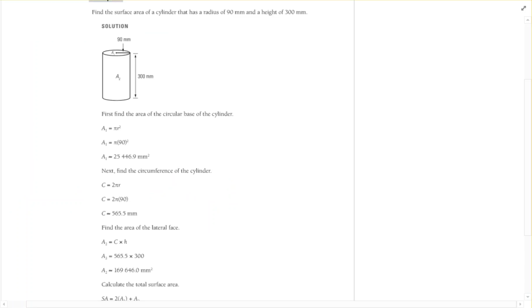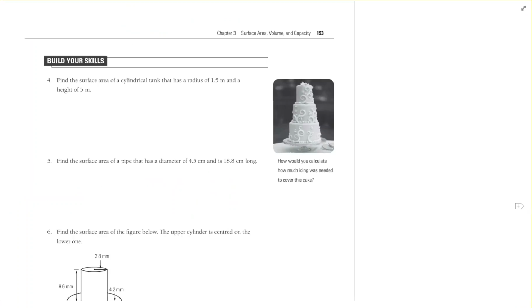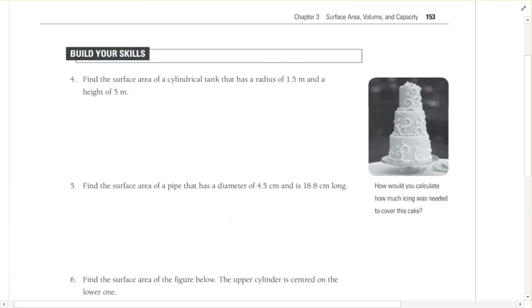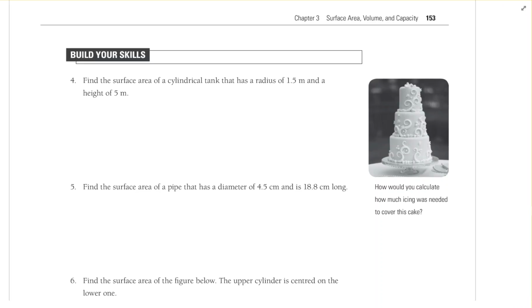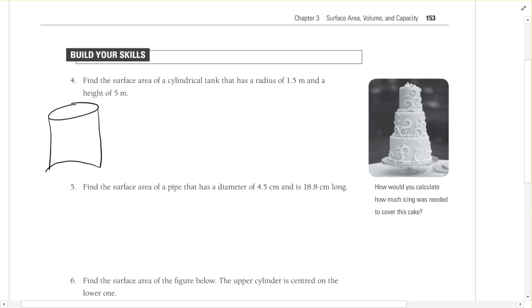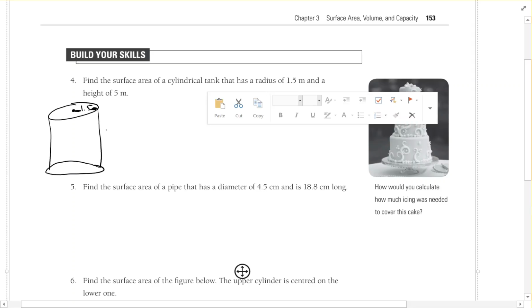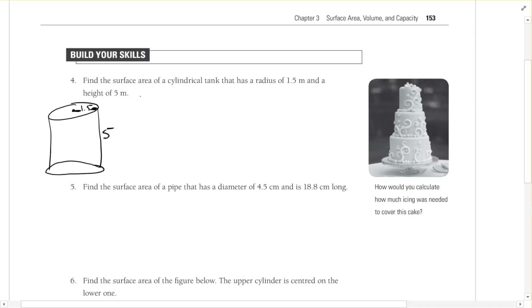Okay, so you can look through that question if you want. I'm going to move on to just these questions here. So it says find the surface area of a cylindrical tank that has a radius of 1.5 meters and a height of 5. So I would just kind of sketch it out really quickly too. Oh, that was terrible. Get the job done though. Wow. Okay, it has a radius of 1.5, so that's from there to there, right? 1.5. And it has a height of 5 meters.